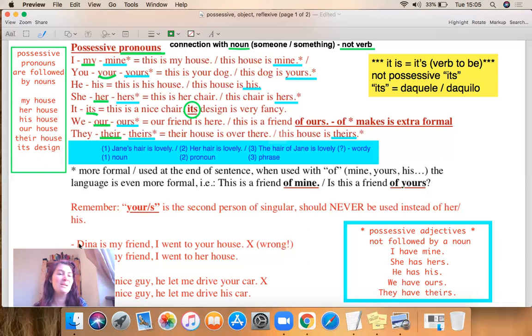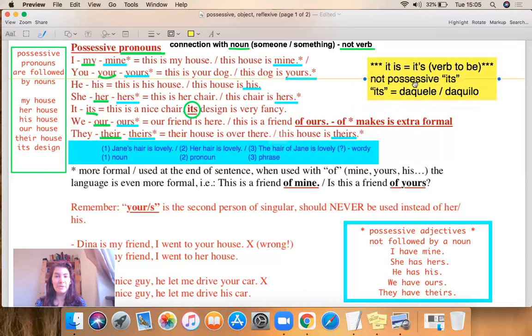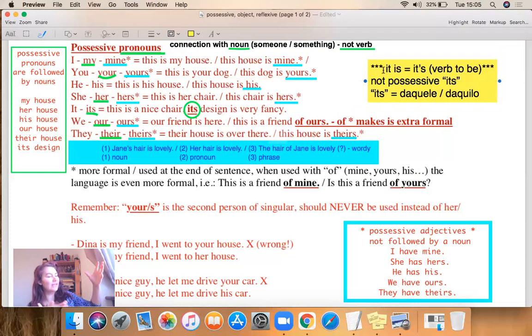Okay, so that's it. And one thing we need to be very careful when we talk about it is it's very easy for us to get confused with, look what we have here, verb to be, right? So it is as a verb to be. It is a nice day. It is a nice music. It is a verb to be, okay? And it is the contraction of verb to be. It's a nice day. It's a beautiful music. It's nice to be here, okay?